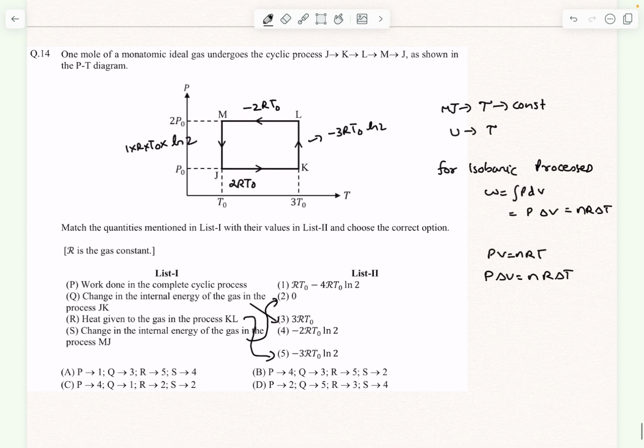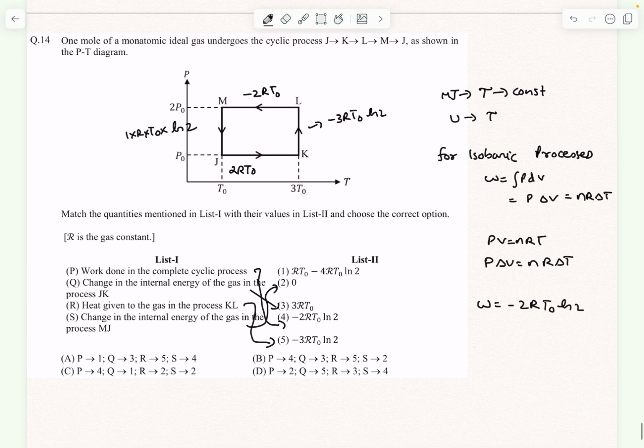So if you add all of them, the total work done just comes out to be minus 2R T naught ln 2, which is option 4. So P matches with option 4. So the answer to this question is option B.